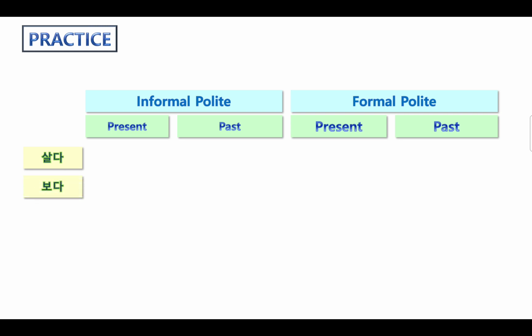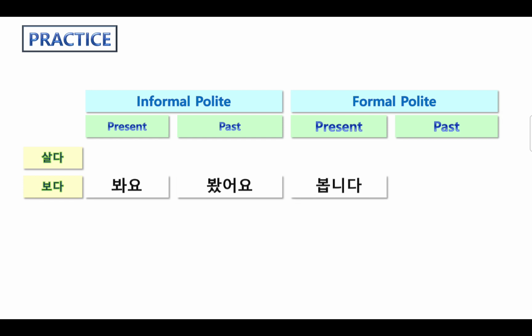보다. Present tense, 보 plus 아요. 봐요. And past tense, 봐 plus 써요. 봤어요. Present tense, formal polite, 보 plus ㅂ니다. So, 봅니다. And past tense, 보았습니다. So, 봤습니다.